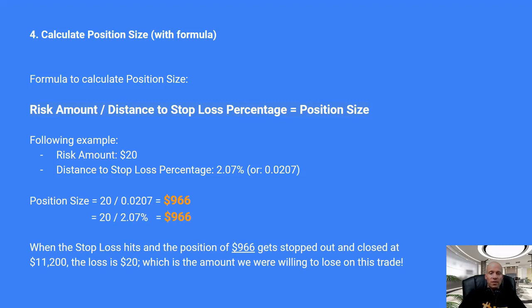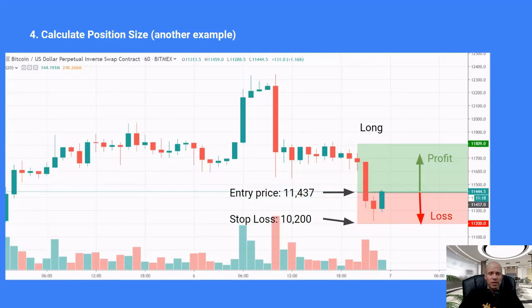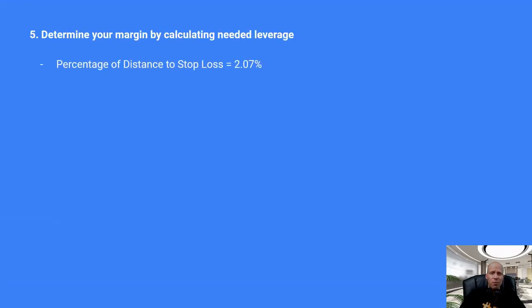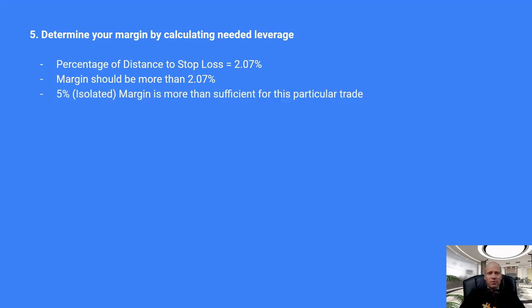So when the stop loss hits and the position of 966 gets stopped out and closed at 11,200, the loss is $20, which is the amount we were willing to lose on this trade. The fifth step is determining your margin by calculating the needed leverage. We found that our percentage of distance to stop loss is 2.07%, so the margin should be more than 2.07%. In this case, 5% isolated margin is more than sufficient for this particular trade.